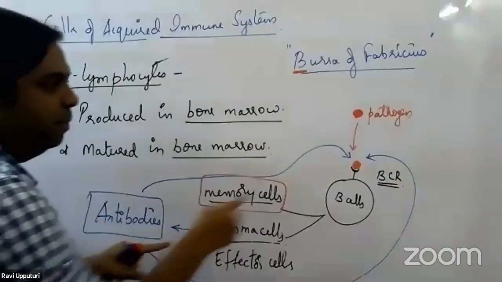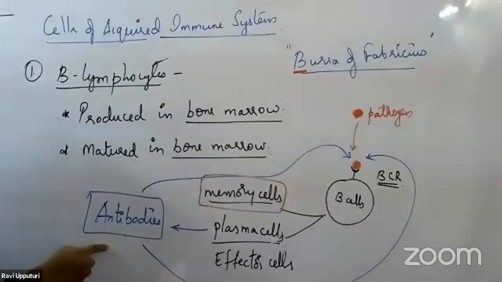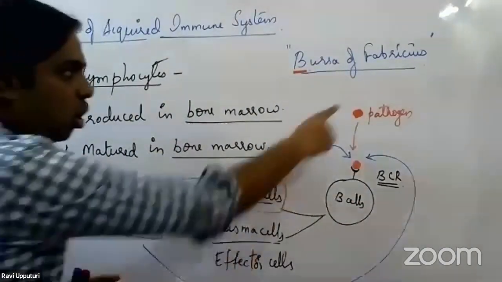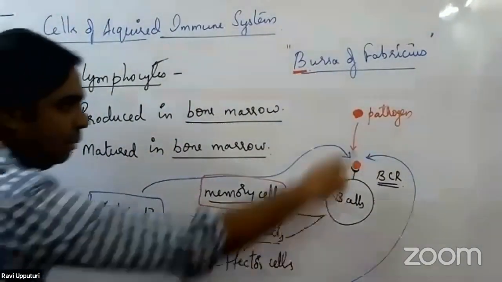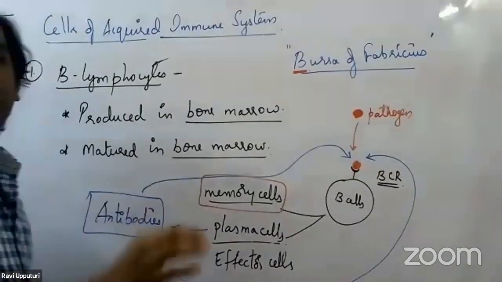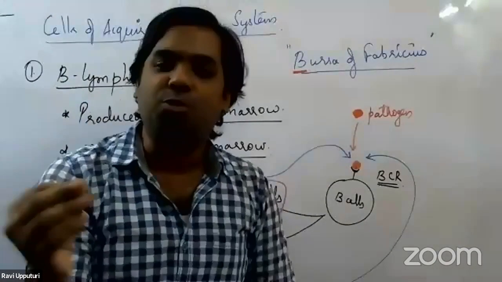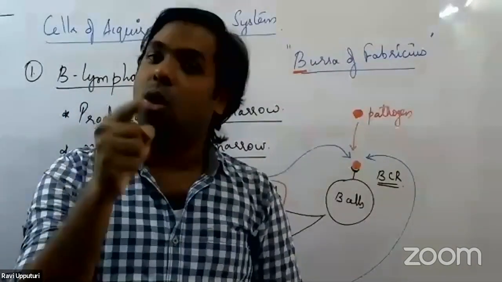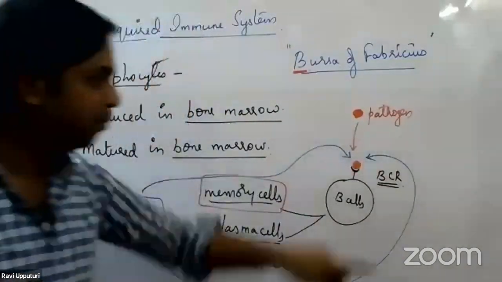Now plasma cells, based on the type of antigen, start producing specific antibodies, and these antibodies go and destroy the antigen. All this process, the second bottom one, is referred to as the primary immune response produced by the body. We said that the primary immune response takes a longer time. Why does it take a longer time?